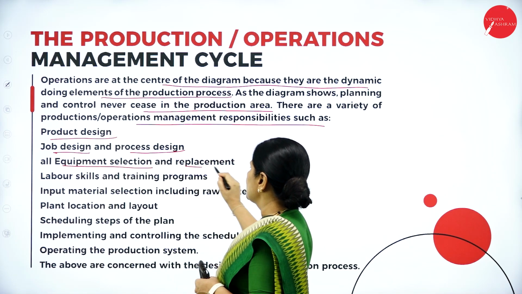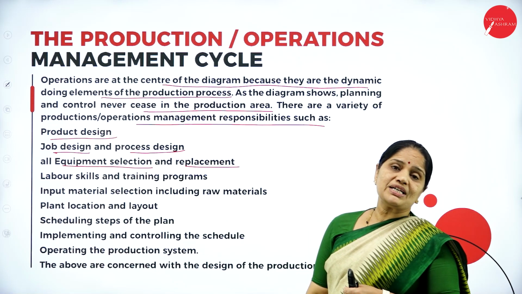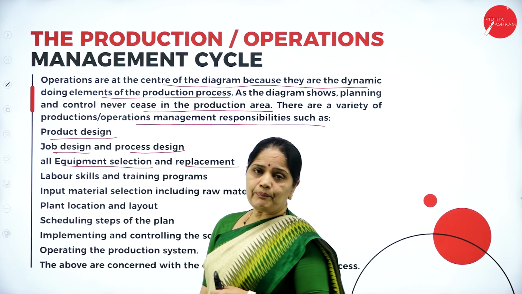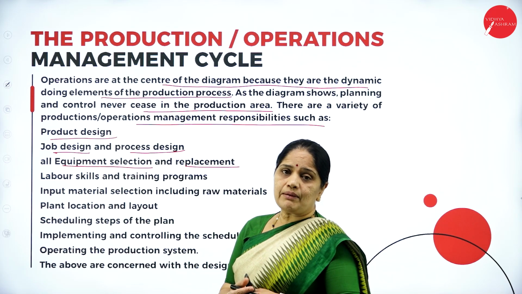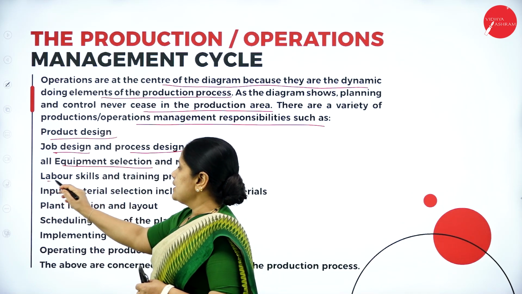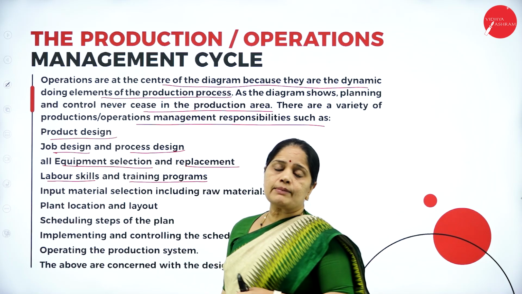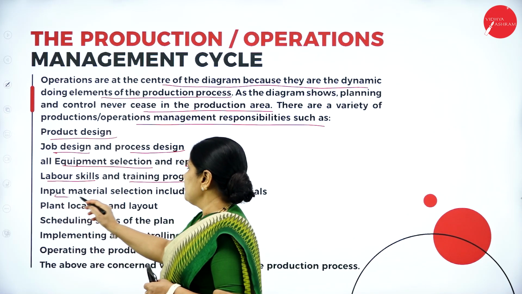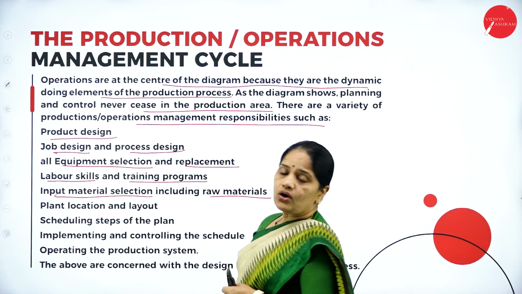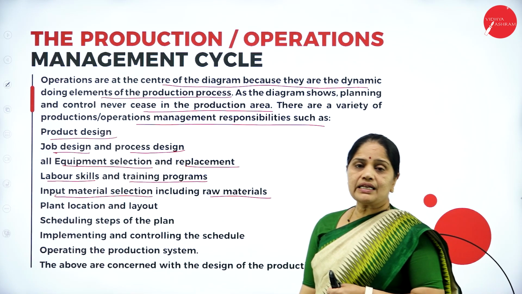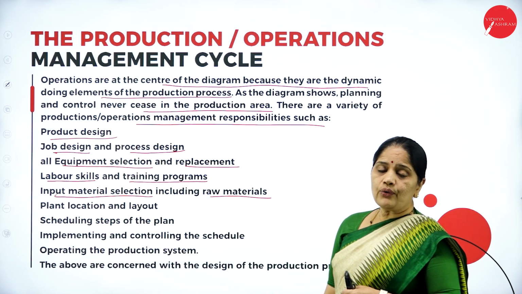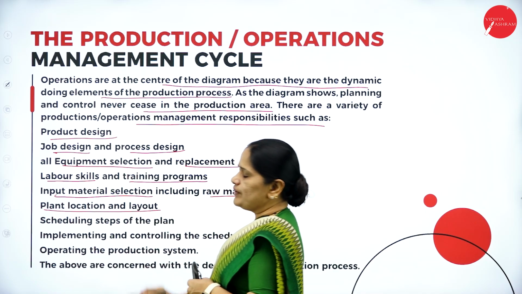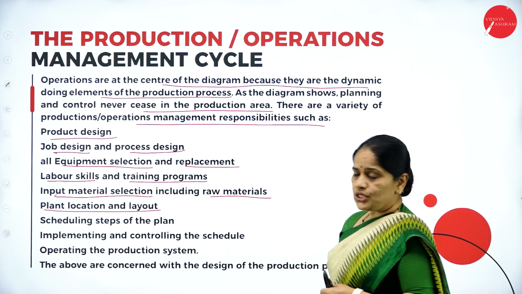Then all equipment selection and replacement. What kind of machinery you need for the production of these products, and also the replacement. If the machinery is not available, then they replace it with suitable machinery. Labor skills and training programs: what kind of labor you need for production of these products? Then input material selection, including the raw materials. What are the various raw materials you need for the production and how you are going to select them? Then plant location and layout. Which plant are you selecting for the production of the goods?